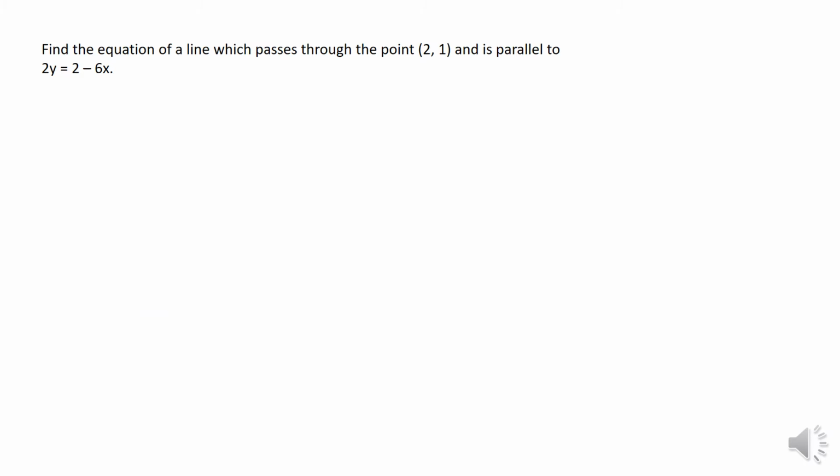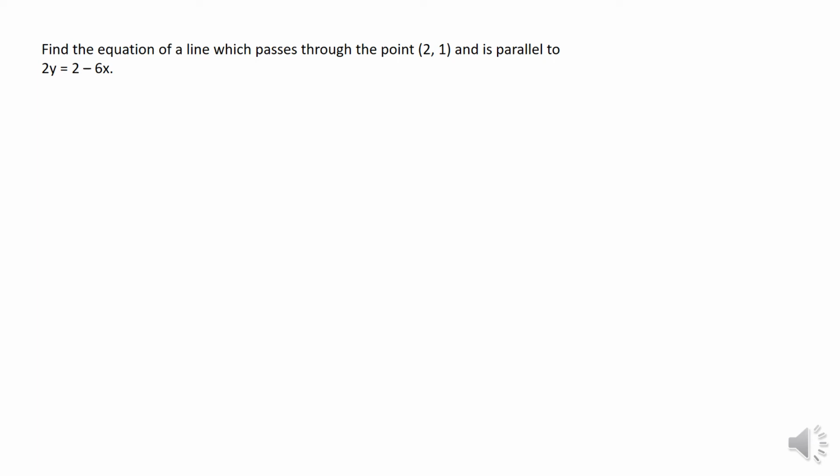Here we have an example. Find the equation of line which passes through the point 2, 1 and is parallel to 2y is equal to 2 minus 6x. It means that we are asked to find the other equation of line which passes through the point 2, 1, and is parallel to the equation 2y is equal to 2 minus 6x. So now let us find the equation of line.